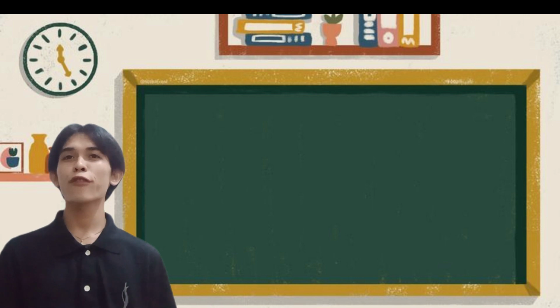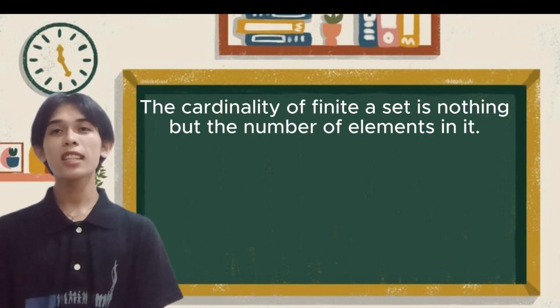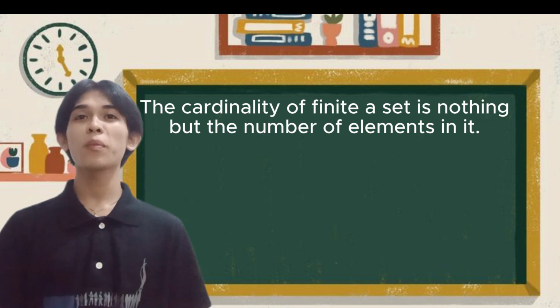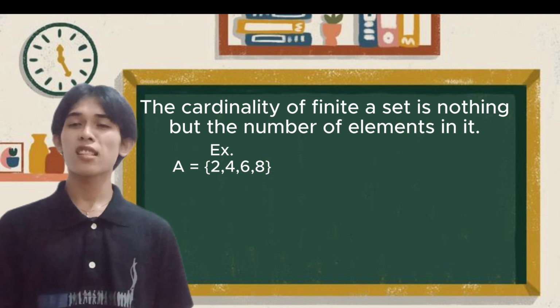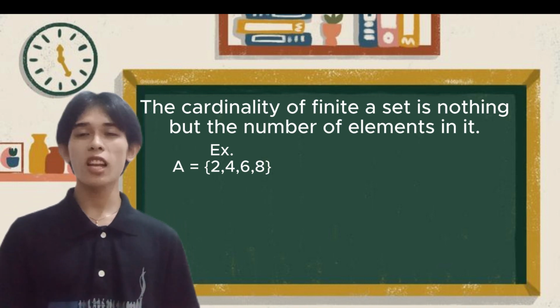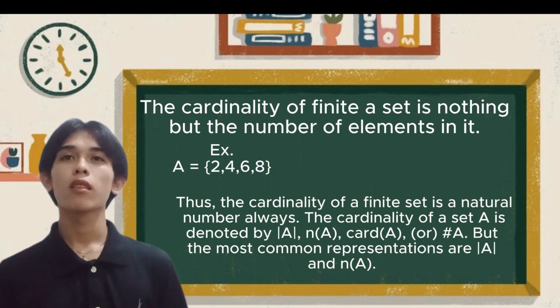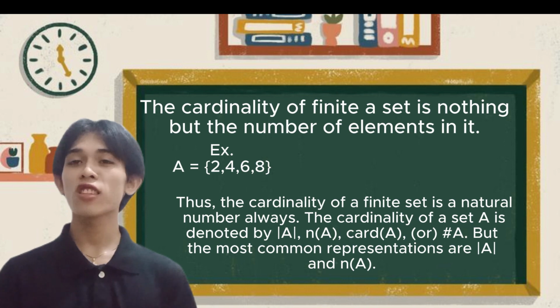Now, let's move on to the cardinality of finite sets. I know you're very familiar with this topic, are you? Yes, ma'am. So, the cardinality of a finite set is nothing but the number of elements in it. For example, the set A is equal to the set of 2, 4, 6, 8. It has 4 elements and its cardinality is 4. Thus, the cardinality of a finite set is always a natural number.